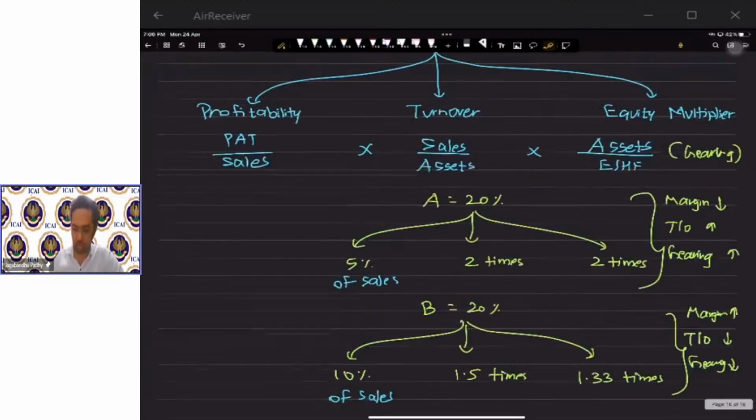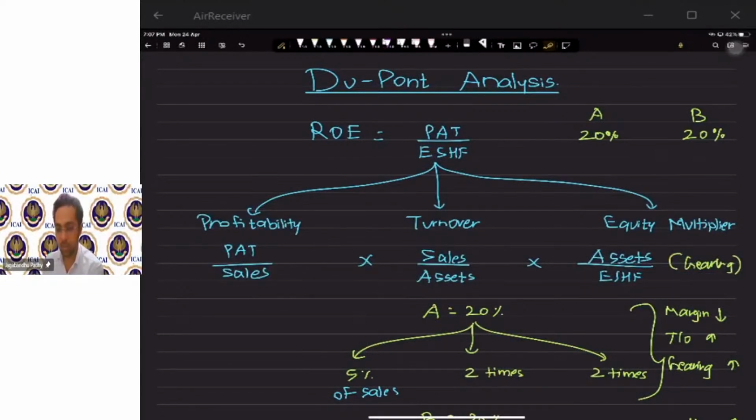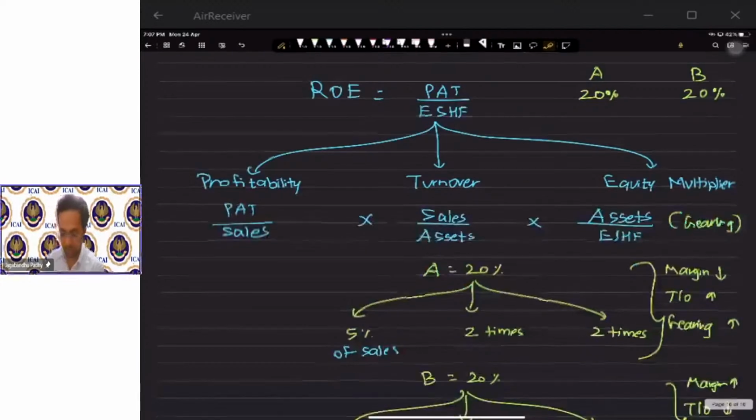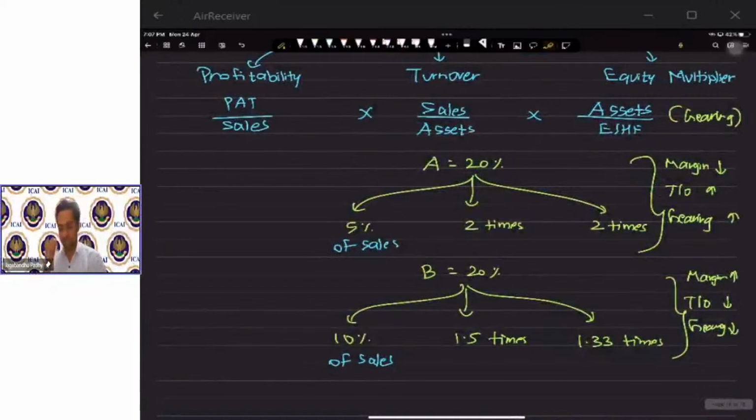Right. So that's your Dupont analysis, which actually tells you how to differentiate companies with similar returns on three different criteria. One is the profit margin, second is the activity or turnover ratio, and third is the equity multiplier, which is the gearing ratio. Okay, that's your Dupont ratio, which is for in-depth analysis of the numbers.